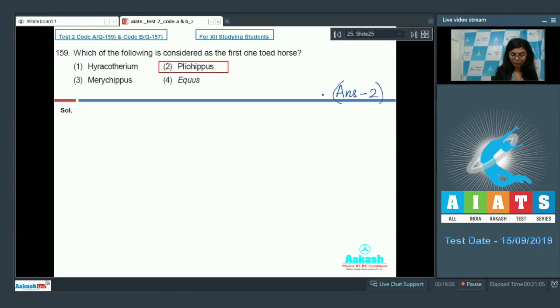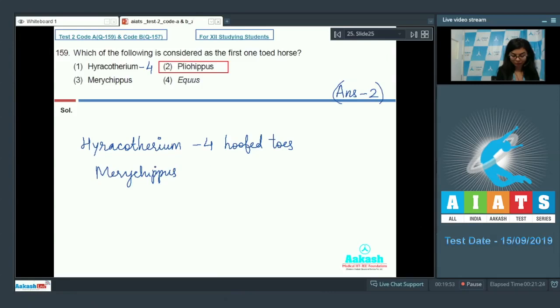Answer is 2. Also, you can remember this. Let me write it here. Hyracotherium has four-hoofed toes, while Merychippus had three-hoofed toes. The Equus is the modern horse. This has one toe, but it's not the first one.